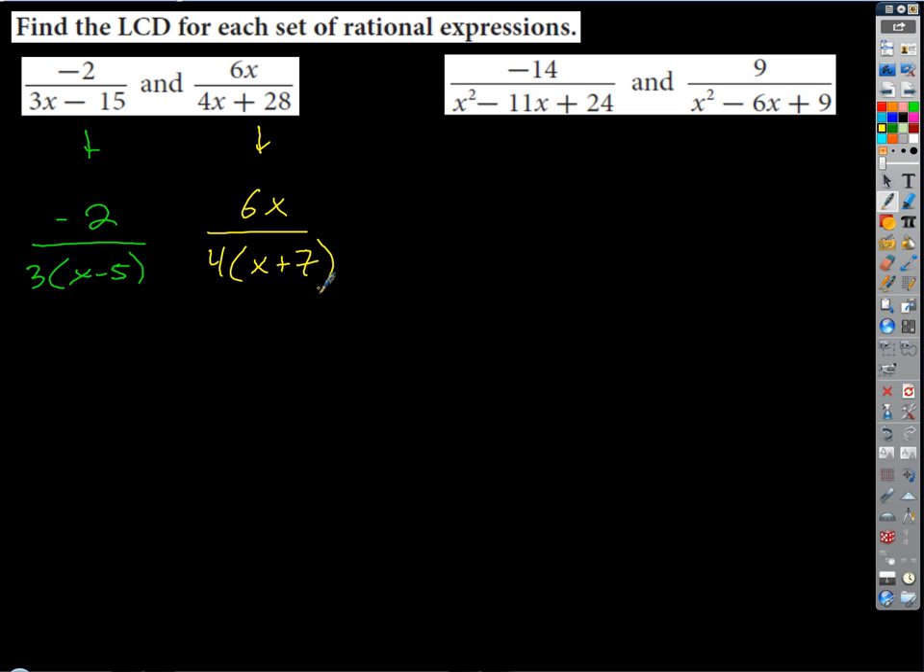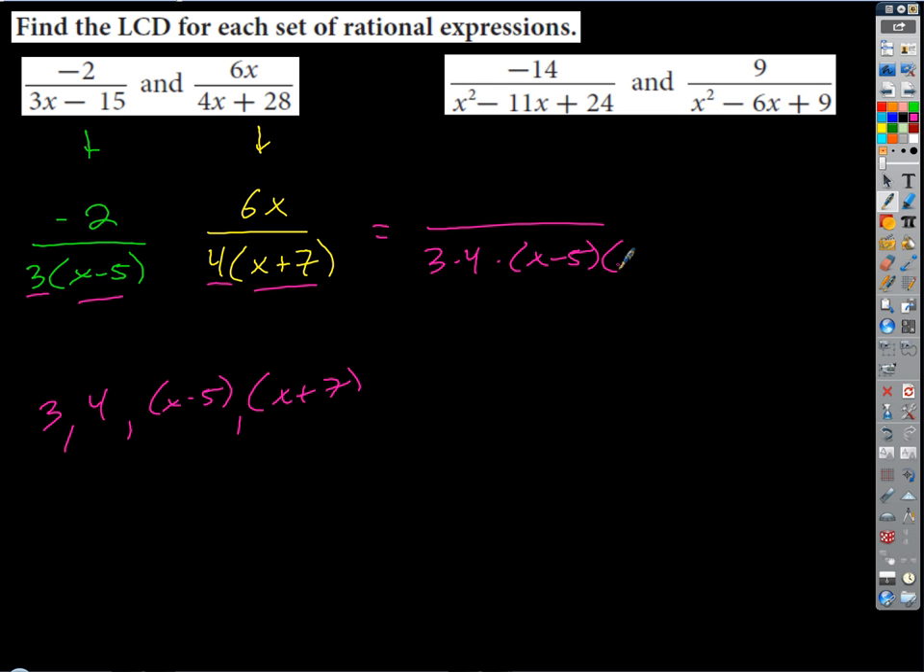So let's make a list of all of the factors that are included in both of those, right? What's that list going to look like? I've got a 3, I've got a 4, I've got an x minus 5, and I've got an x plus 7, right? So the common denominator has to include all those. So what's that going to be? Well, none of those overlap, so it's just going to be 3 times 4 times x minus 5 times x plus 7. In order to get that denominator, what do I have to multiply this one by?